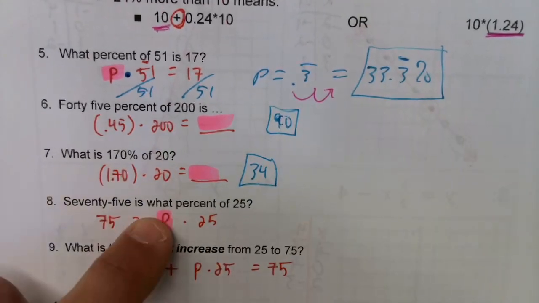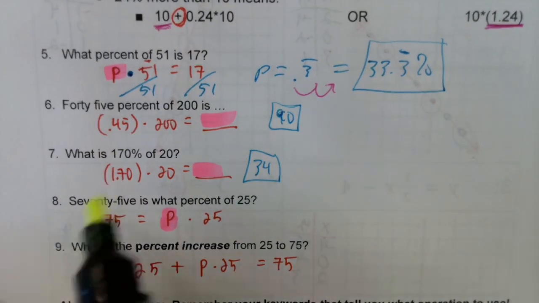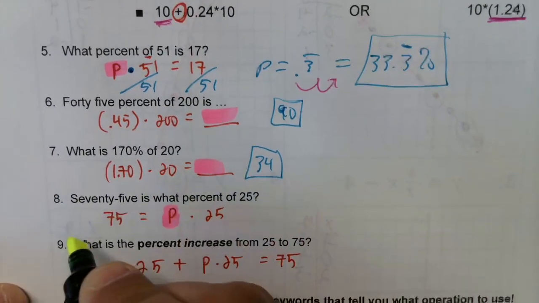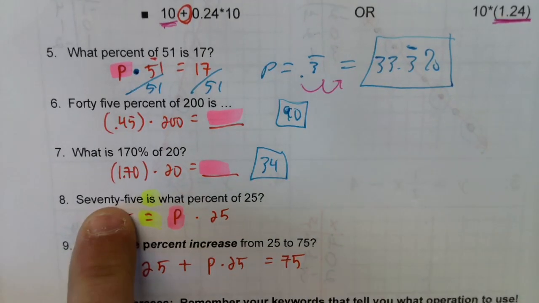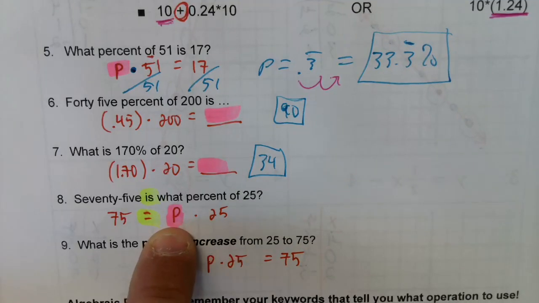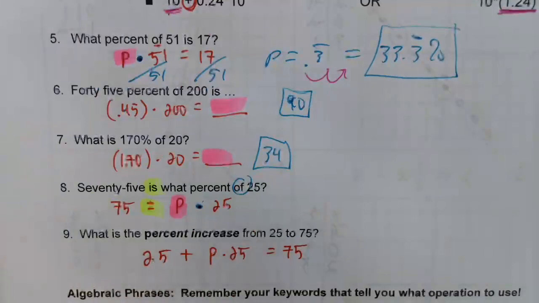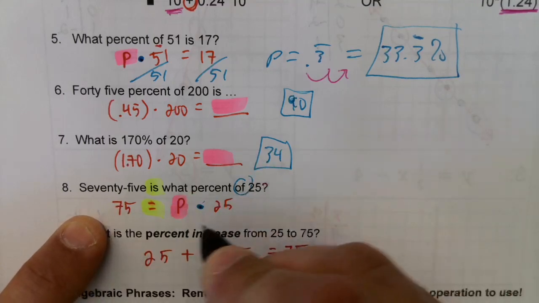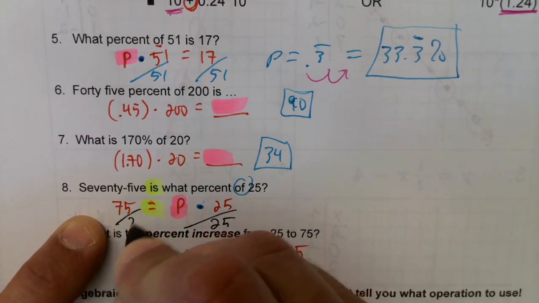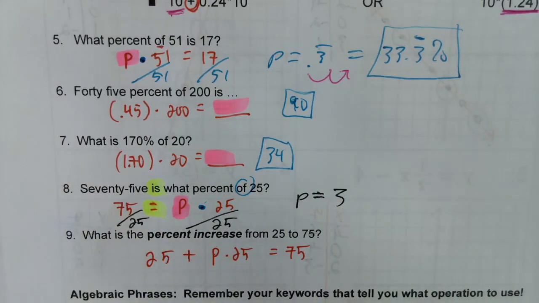Okay, 75 is what percent of 25? Hopefully you see what I'm trying to do here. I'm taking these sentences and I'm converting them to algebraic equations directly. "Is" equals. 75 is what percent? That's a variable. "Of" always turns out to be multiplying. All right? And then we remember, if I'm multiplying two things, one of them is unknown and I know the product, I can work backwards. I can do the opposite operation. So P equals 3. So it's 3%?